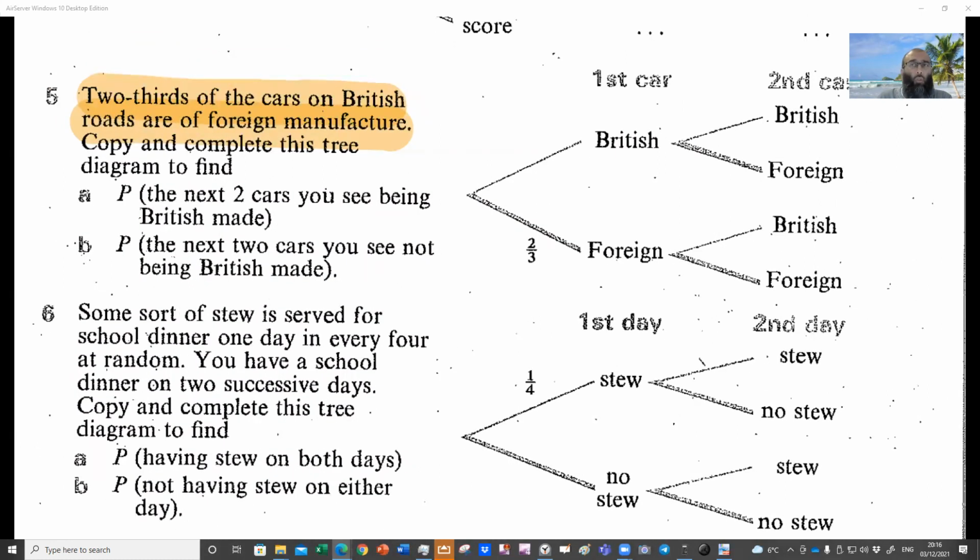Normally, they won't ask you to draw the tree diagram. The tree diagram will already be drawn for you, so that's not really a prerequisite skill. Normally, they'll give you the tree diagram drawn with things missing, and you've got to fill in the details. That's what we're going to be doing now.